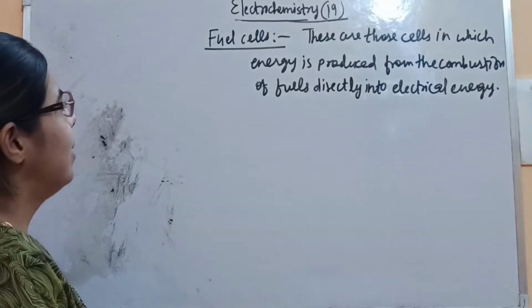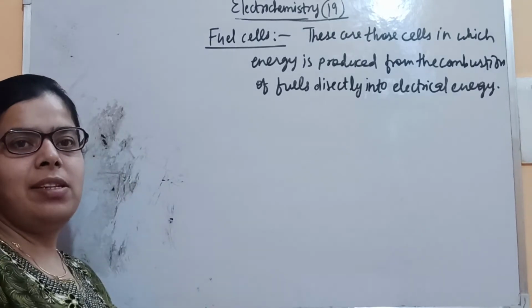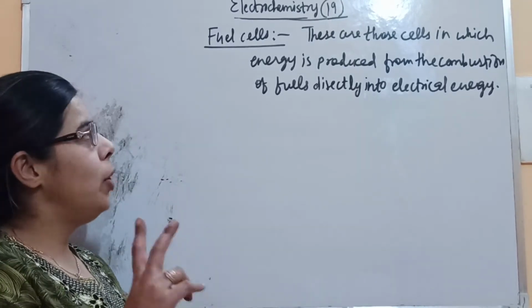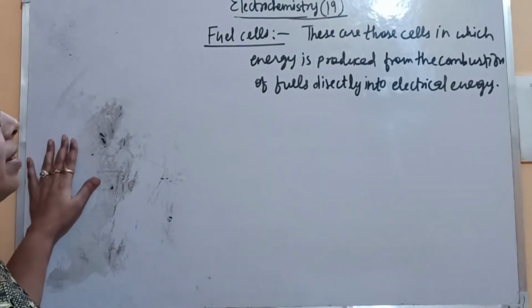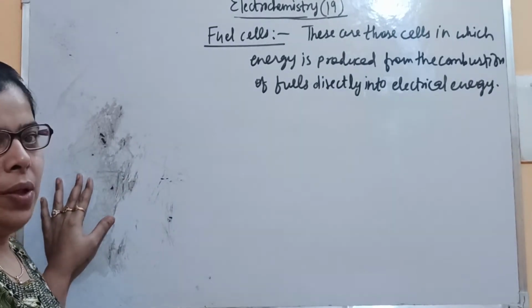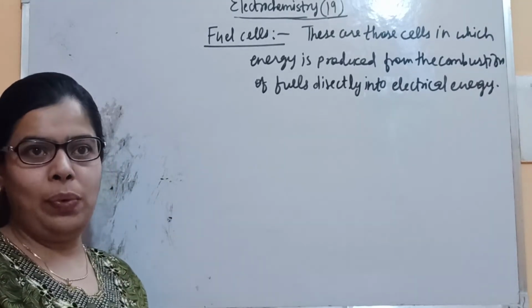Students, welcome back. So we were discussing the commercial cells. We have seen that they are of three types, but two types we have already discussed. So let's see the third type, fuel cells. Fuel cells, as the name suggests, involve fuel. These are those cells in which energy is produced from the combustion of fuels.